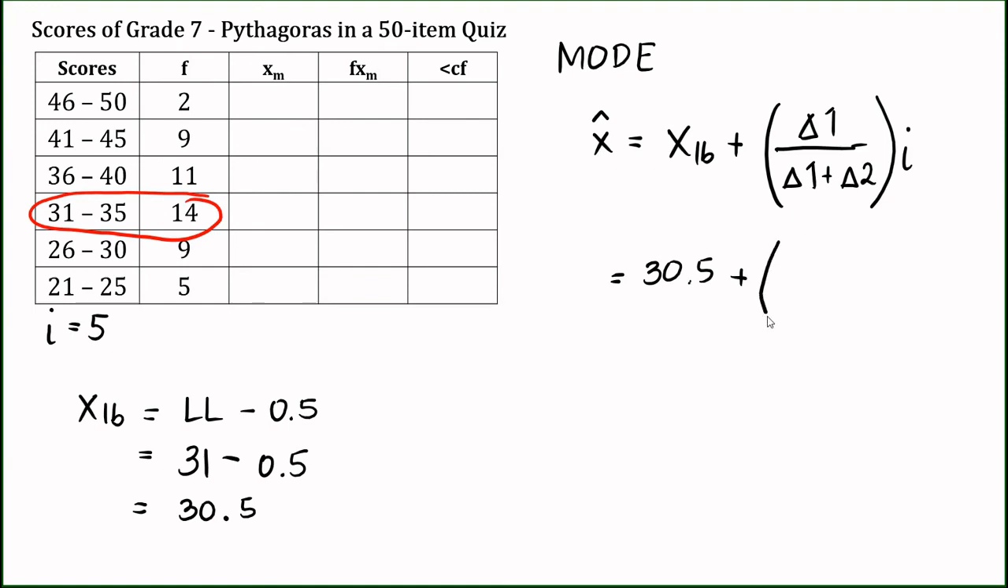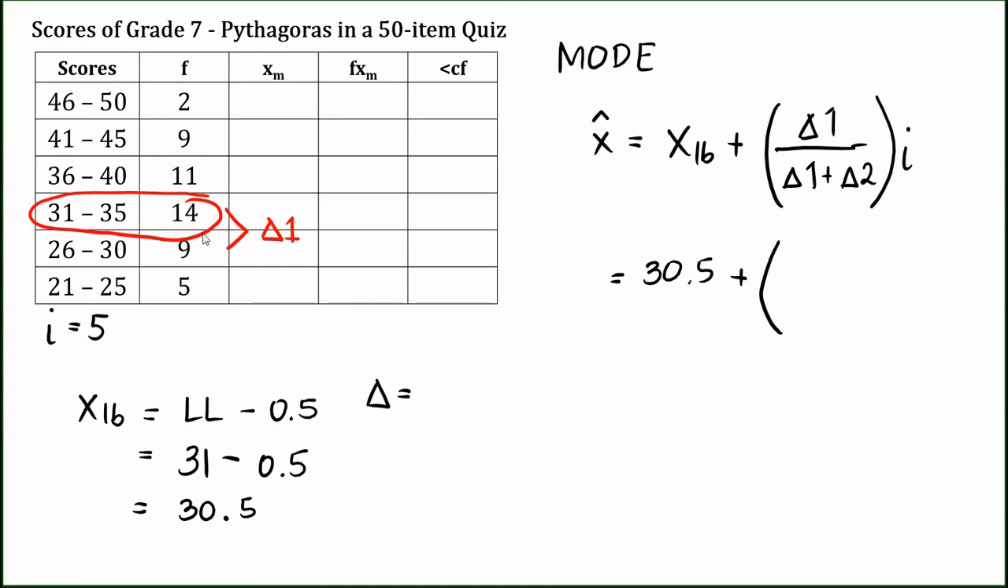Sunod naman po natin kunin. Huwag pong kalimutan yung plus dito. Importante pong may plus. Huwag pong magkakamaling i-multiply po yung 30.5 dun sa makukuha nating value sa loob ng parentheses. Okay? So, delta 1 is the difference of the frequency of the modal class and the frequency of the next lower class. Ito po ang delta 1. This is delta 1.